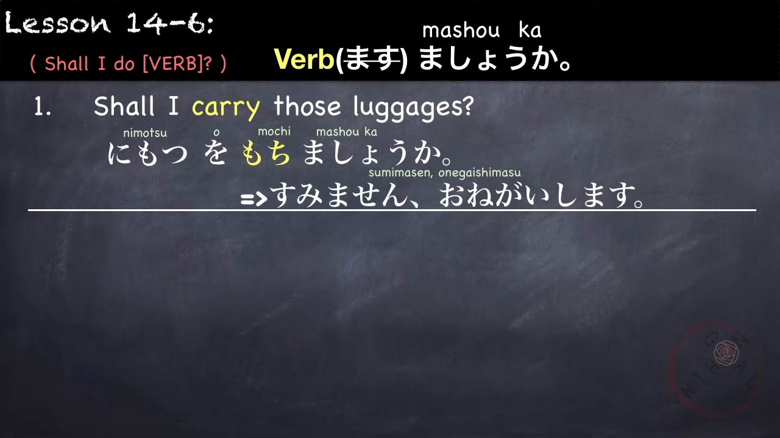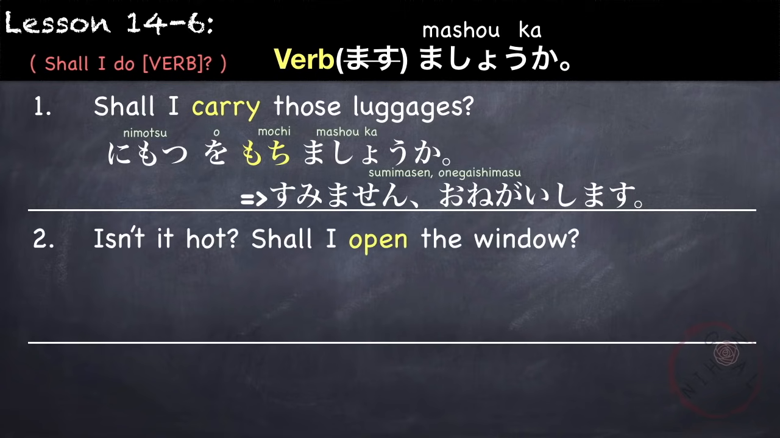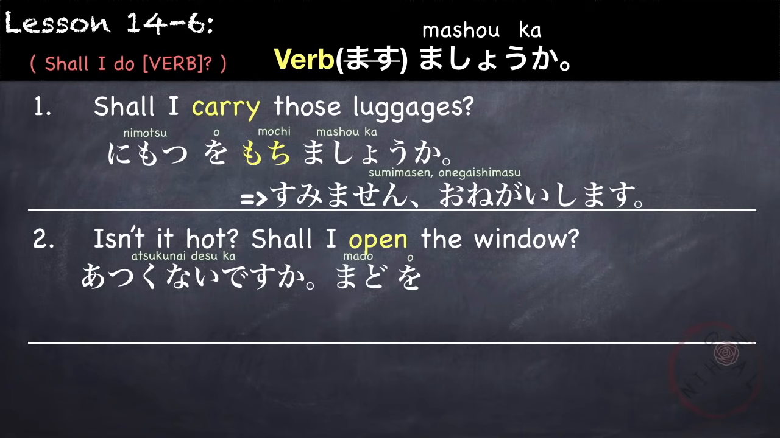すみません、お願いします. Another example, isn't it hot? Shall I open the window? Isn't it hot is 暑くないですか? So it could also mean aren't you hot or isn't it hot? Shall I open the window? 窓を open is 開けます. 開け, so we remove ます and add ましょうか. 暑くないですか? 窓開けましょうか? If you want to say, Yes, it is.